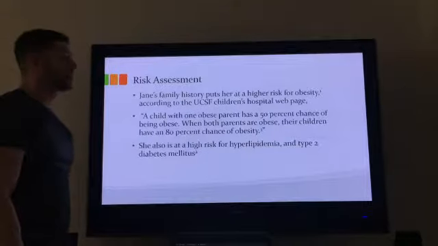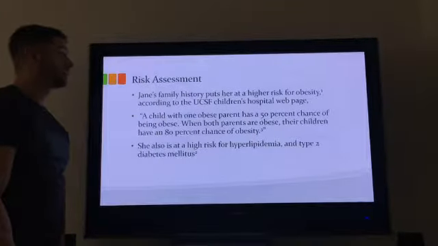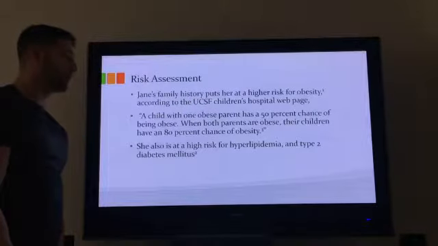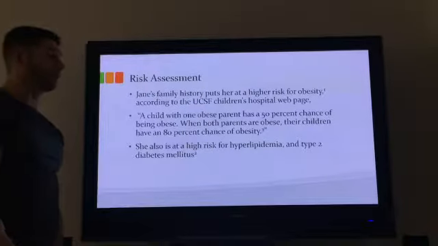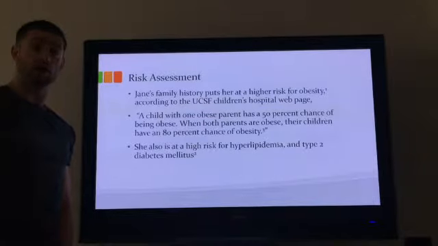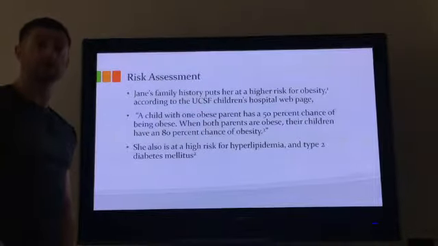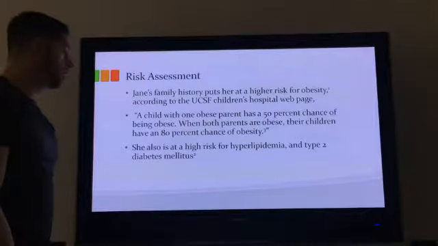Jane's family history puts her at a high risk for obesity, according to the UCSF Children's Hospital webpage. We also find that a child with one obese parent has a 50% chance of being obese, and when both parents are obese, their children can have an 80% chance of being obese at some point in their life. So family influences weigh heavily in Jane's situation currently.